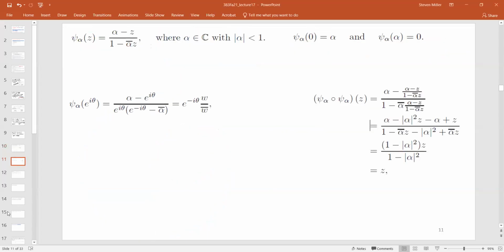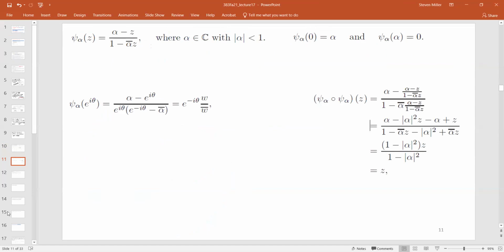Right. So again, here's the map, and we want to prove that it maps the unit disk to the unit disk. To save a little bit of time, I have just pasted some of the calculations from the textbook. First, I'm applying the map to points of the form e to the i theta. These are points on the boundary. When you plug in those values and do a little basic algebra, you get e to the minus i theta w over w bar.